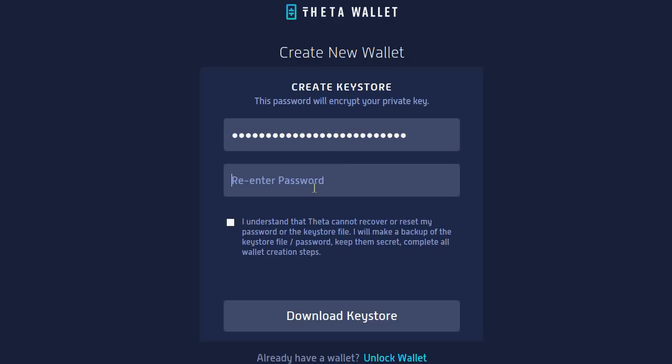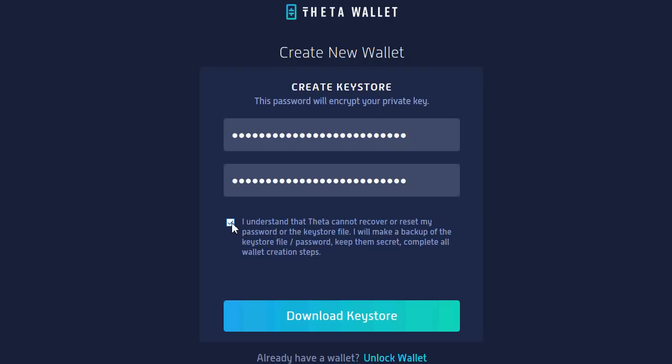Then paste, paste. What this says is good to read, especially for new people getting into this, because this is why cryptocurrency is just really cool. I understand that Theta cannot recover or reset my password or the key store file. I will make a backup of the key store file and password, keep them secret, and keep all wallet creation steps.